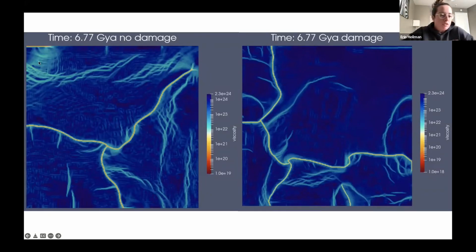Without damage, you can see more of the surface is broken up and fractured with the spreading ridges. They're not very localized. Subduction zones look relatively the same. And that is what it looks like in the viscosity. There are interesting, almost braided fault overlapping structures, which seems to be just the preferred mode of how the spreading centers move over time in these models.